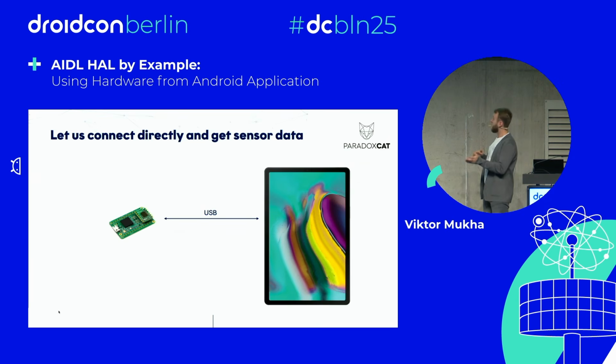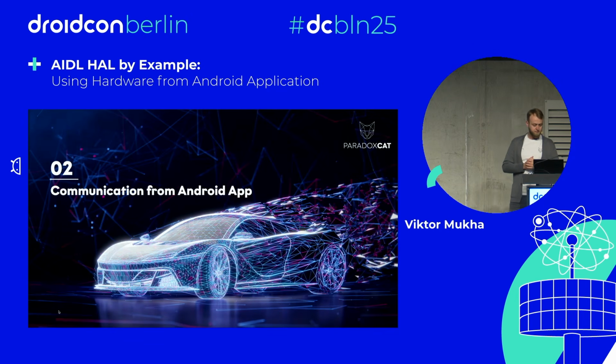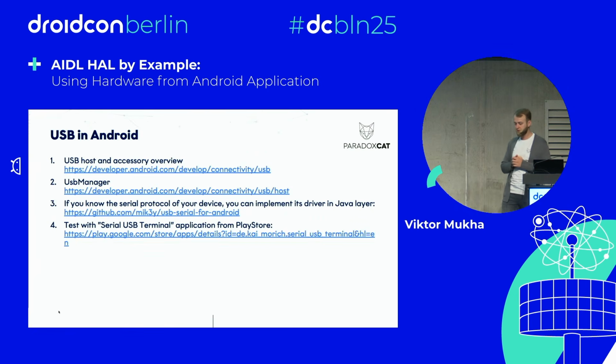So let's connect directly and get some data. How do we communicate to the sensor from an Android app? So first, if you look at the USB documentation in Android, you can find that, yes, you can connect peripherals to your Android device. It will power it. It will be a host in this case. And you can even use USB Manager on the Android runtime Java layer, where you can communicate via serial protocol directly. And if you know the serial protocol of your device, this might be actually a great solution.